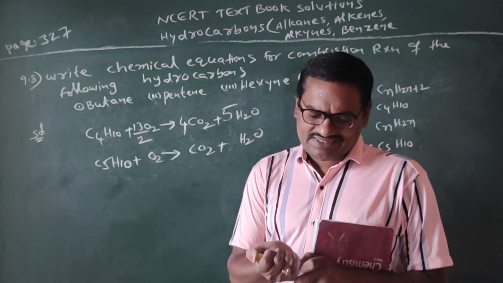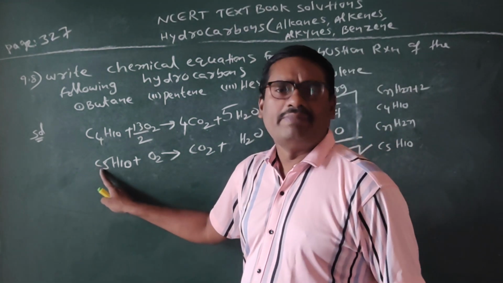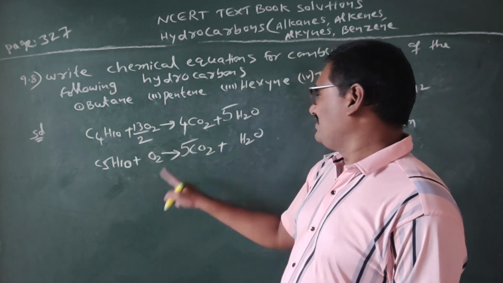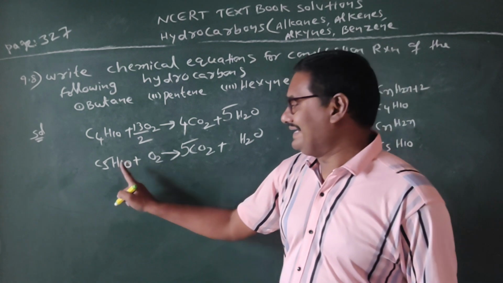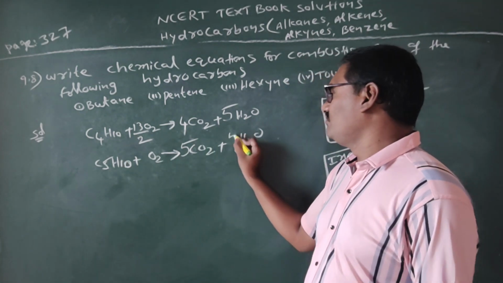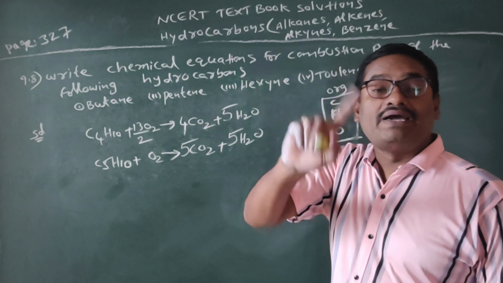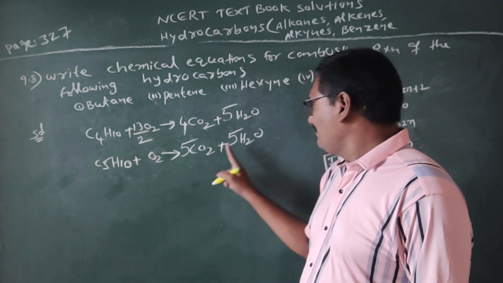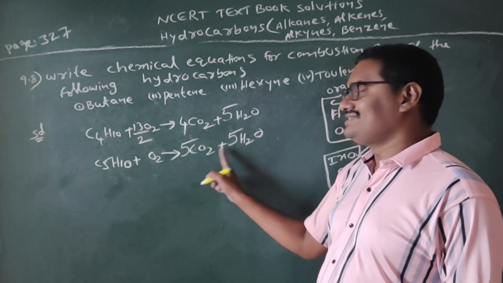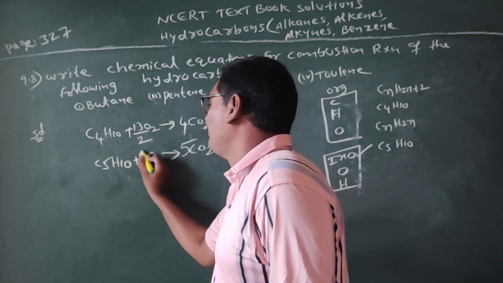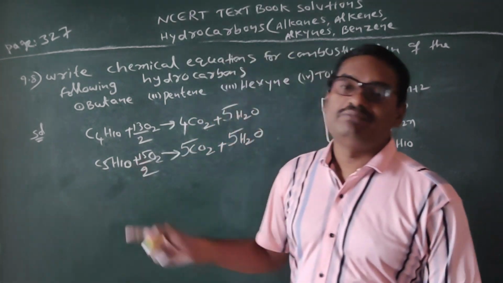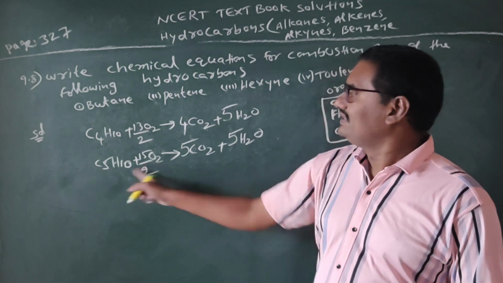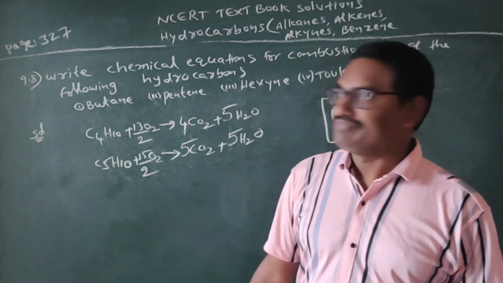Then we will balance the equation. First carbon: 5 carbons, here only 1, so we will put 5. Next balance hydrogen. Here 10 hydrogens, here only 2, so we will put 5. Last, balance oxygen. Here 5 into 2, 10, plus 5, so totally 15 oxygens. Here only 2, so we will write 15 by 2, which means 7.5. 7.5 into 2, 15. So it is the pentene combustion reaction.